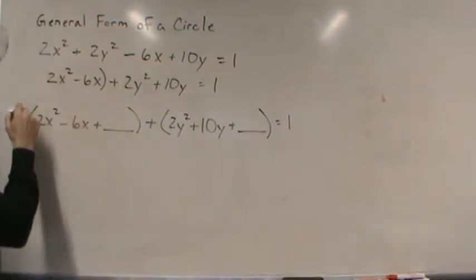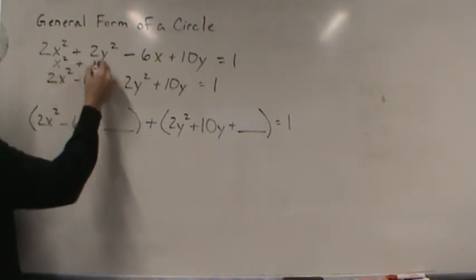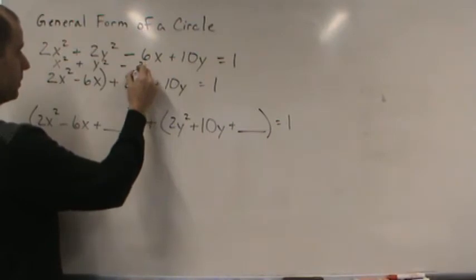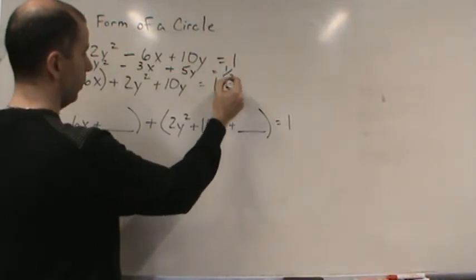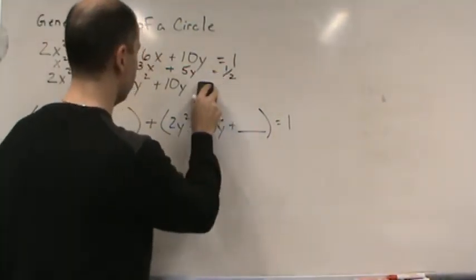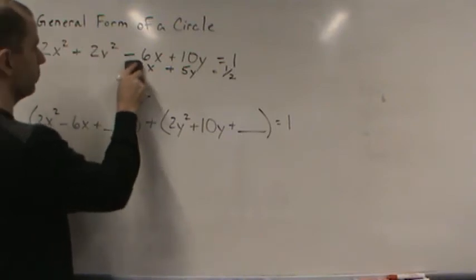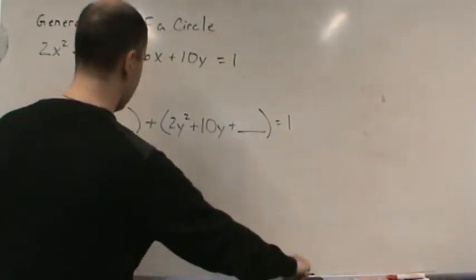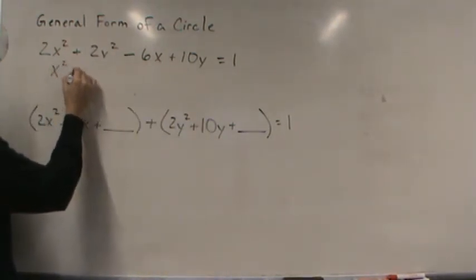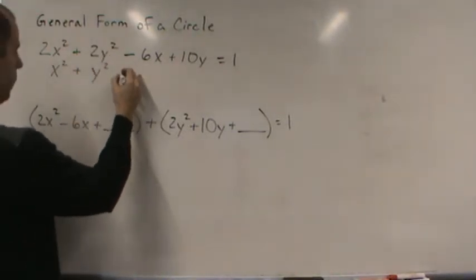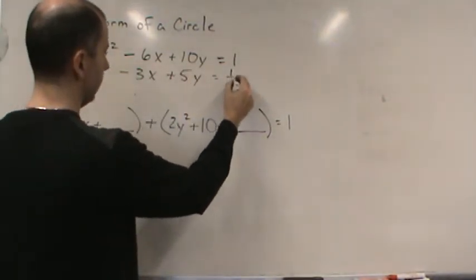So if I divide this by 2, this would be x squared plus y squared minus 3x plus 5y equals 1/2. Okay, so I'm going to reread this and give myself some more room. I'm going to rewrite this. I'm going to divide everything by 2, so this will give me x squared plus y squared minus 3x plus 5y equals 1/2.